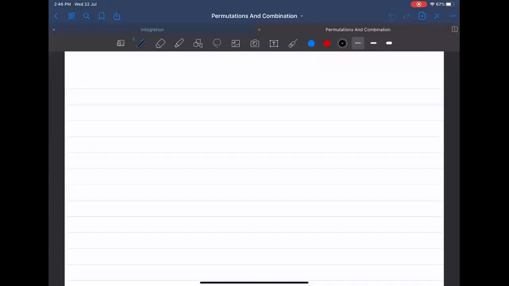Okay, so now we are starting with permutation with repeated entries, when a certain number of things are repeated. So how do we do that? This is called permutation when all objects are not different.